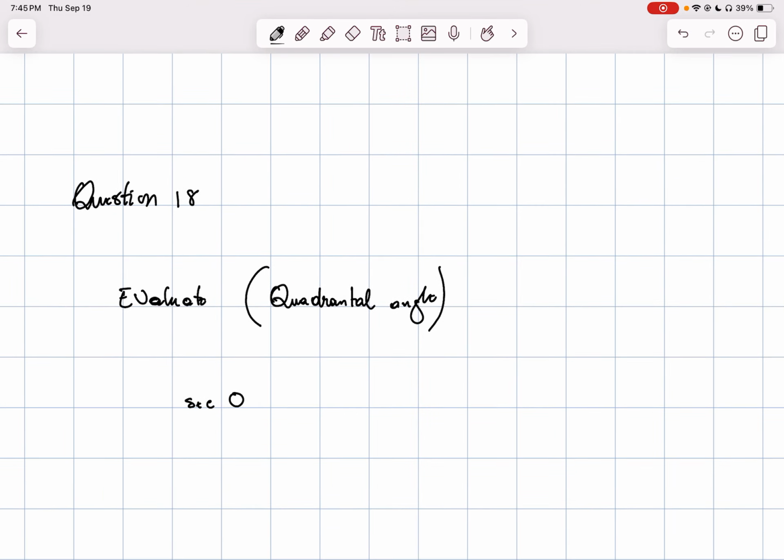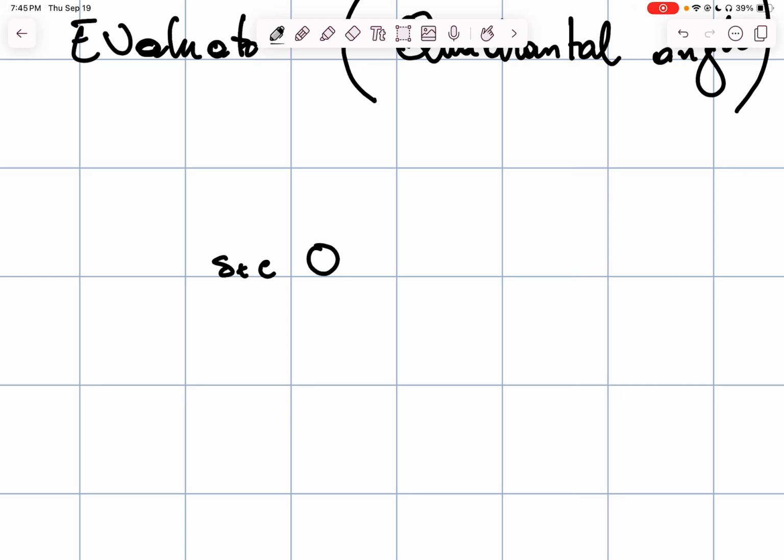Question number 18 is one of those questions where they ask you to break down the function again. This is a reciprocal function. For those who didn't see it, it's the secant. You know the secant is directly related to the cosine function, so it's the cosine that we're going to use to break this down.